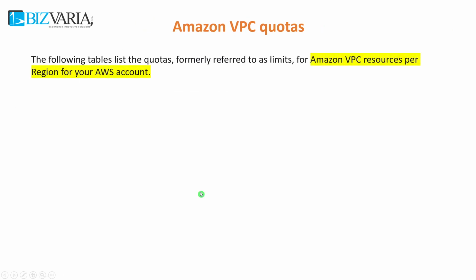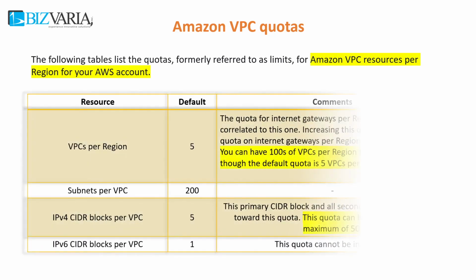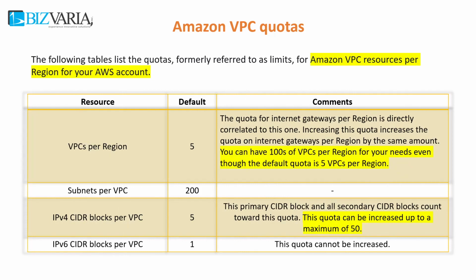So this is the answer to your question, Nasheen. You were asking me how many subnets we can add, how many VPCs we can have, right? The following table shows you the resources. VPCs per region, by default you can have 5, but it's not limited. You can have hundreds of VPCs per region for your needs, even though the default quota is 5 VPCs per region. Got it?